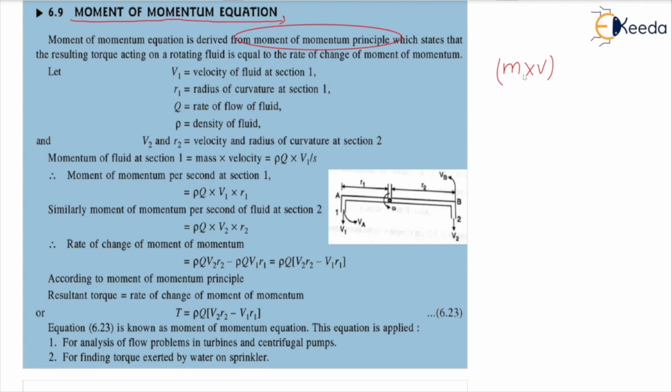In that, you are also applying the moment, that is, multiplied by radius, which states that the resulting torque acting on a rotating fluid is equal to the rate of change of momentum. So V1 is the velocity.